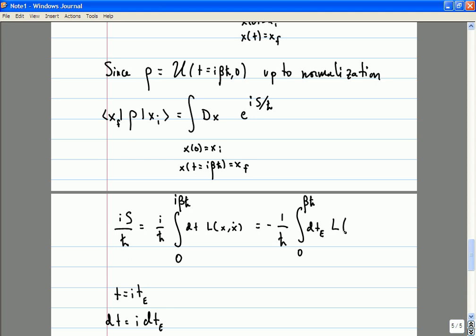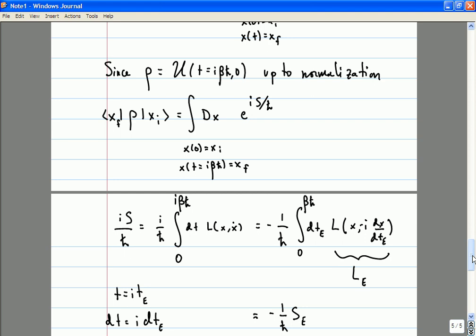And because the Lagrangian is a function of x dot, which is dx by dt, when I rewrite that in terms of t Euclidean, I guess I should write that as i times, I guess it's really minus i times dx over dt Euclidean. And so we typically give a name to this quantity. We call it L Euclidean. And we give a name to that integral. We call it the Euclidean action.